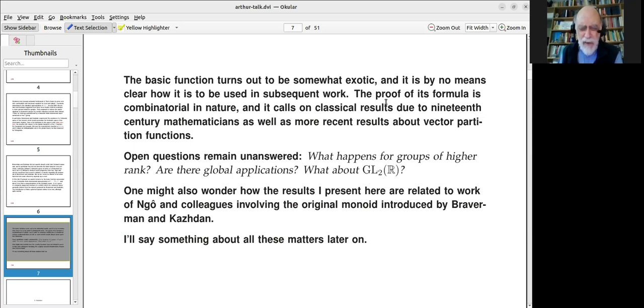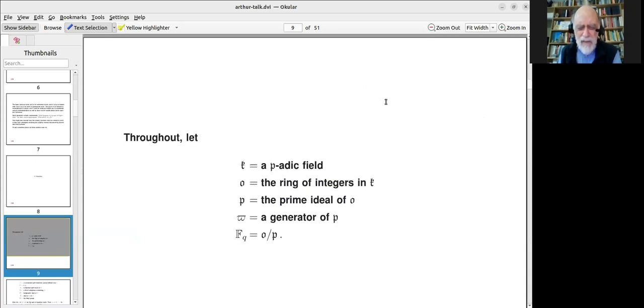There are many unanswered questions, some very serious. Among the most serious are what happens for groups of higher rank? Are there global applications? For example, can you get in any sense a Poisson summation formula? And more interesting and maybe answerable in the near future, what about GL_N(R), GL_2(R)? As I say, I have no idea really at the moment how to relate this to work of Ngo and various people. I'll say something about this later.